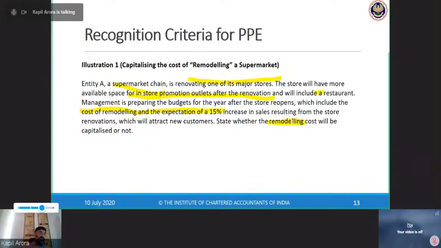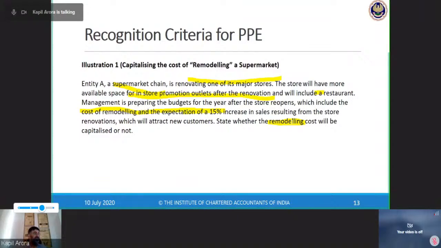Means whether it will be day-to-day repair and maintenance, or it is adding a separate area altogether. What to do in this case? Whether we are going to consider this in our property, plant and equipment, or we are going to consider this in our profit and loss account.